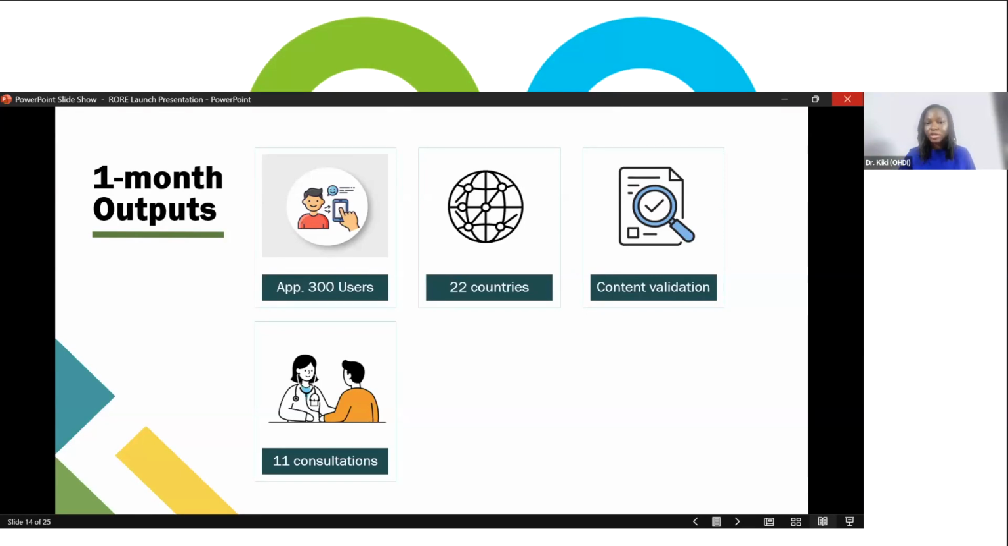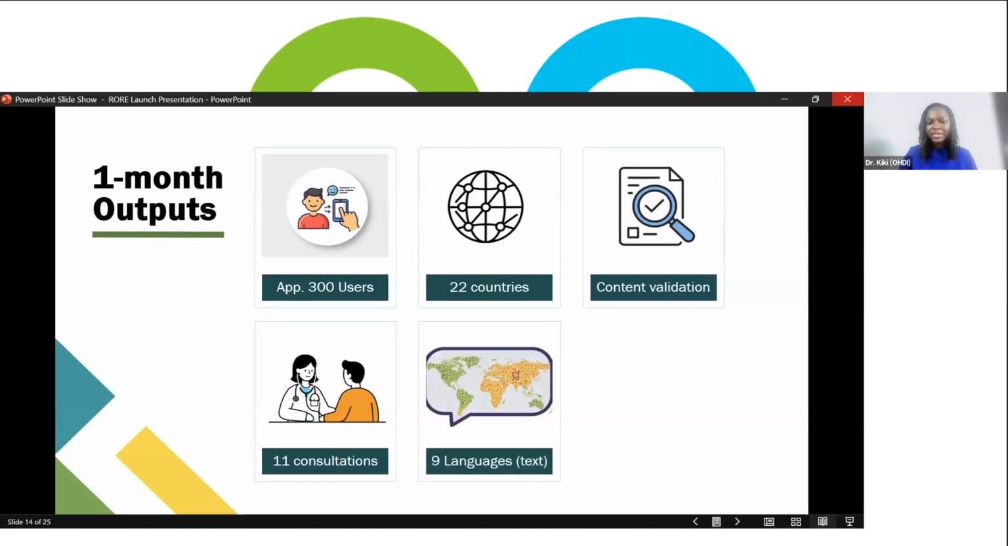And of course, there has been follow-up on what the results were with the doctors in the centers, and also circling back to us where necessary. So we've done 11 consultations in the last 1 month, and then we have, like I mentioned, 9 languages that have been included that people have used.